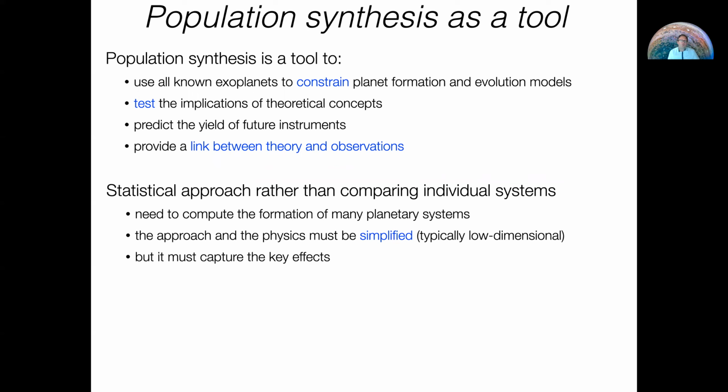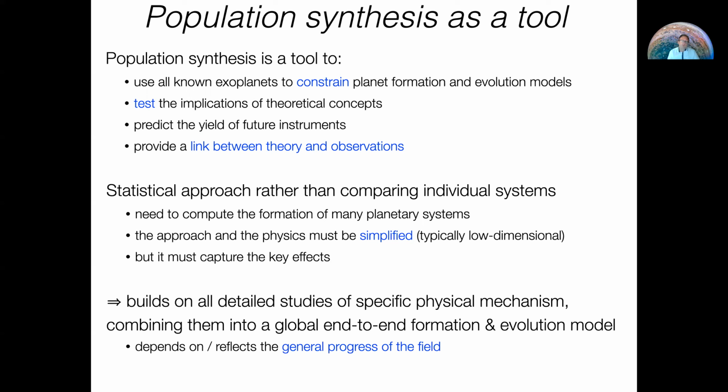So here in this statistical approach, what we need to do is of course to compute the formation of many planetary systems, and this implies that the approach and the physics must be simplified. Typically they are low dimensional, and we will come back to that later to see what this means. But it of course must capture the key effects. What it does is try to build on the detailed studies of specific physical mechanisms, to combine them all into a global end-to-end model, and then to compare that with observations. With end-to-end, what I mean here is a model which directly starts with disk properties and then gives as output observable properties of the full planetary systems that are predicted to form. So it includes all the processes from the beginning to the end. And because it builds on these detailed studies, it also reflects the general progress of the field.